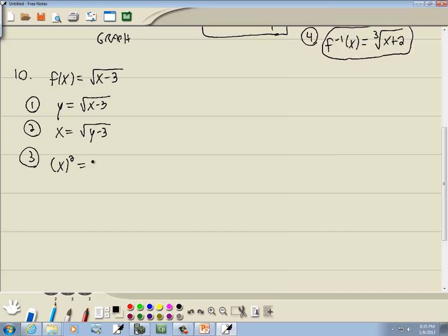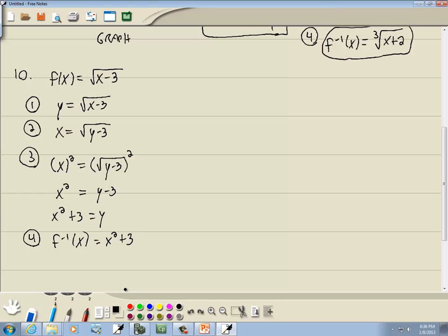So we'll square the x, and we'll square the square root of y minus 3. So we've got x squared is equal to y minus 3. Again, when the index matches the power, they cancel each other out. Take negative 3 over, and we got x squared plus 3 is equal to y. Put our inverse notation in, step 4. So the inverse of f is equal to x squared plus 3.